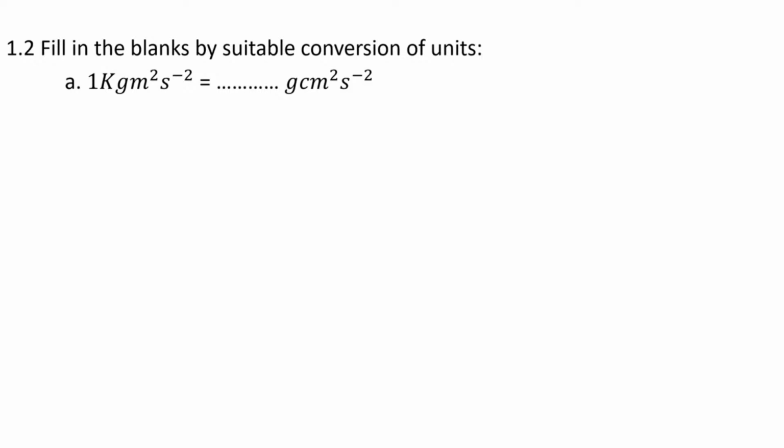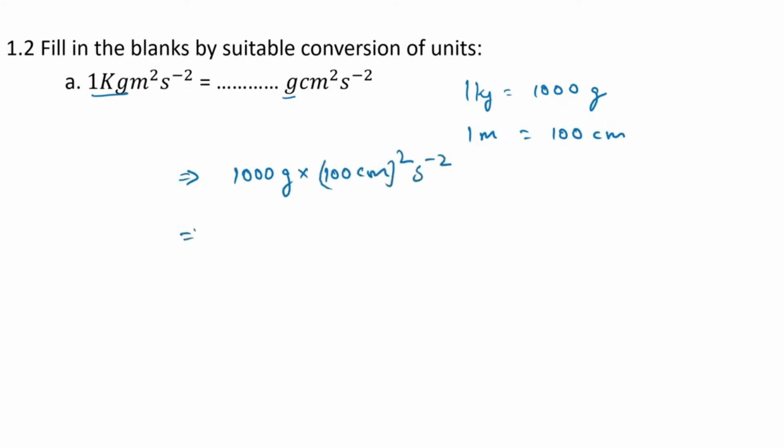So here the conversion of kilogram to gram and meter to centimeter would be taking place. So the conversion ratio for kilogram is 1000 gram, and for meter is 100 centimeters. Substituting those values in the expression, we will get 10 raised to the power 7 gram centimeter square per second square.